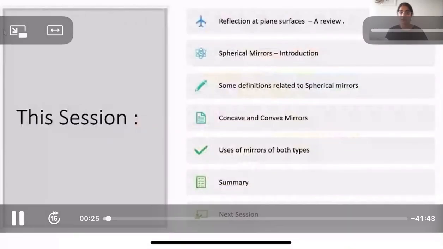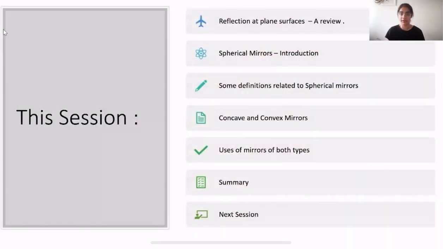Light is incident on a plane mirror or a plane surface. In the coming sessions, we will be focusing on how light reacts with curved surfaces, not reflecting on both sides but reflecting on one side.